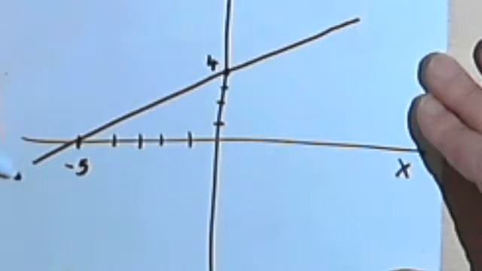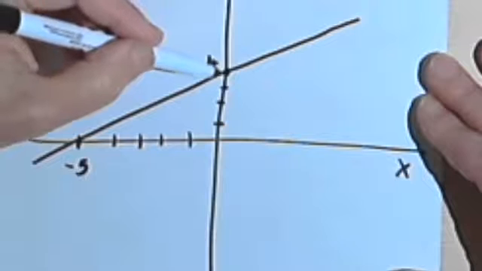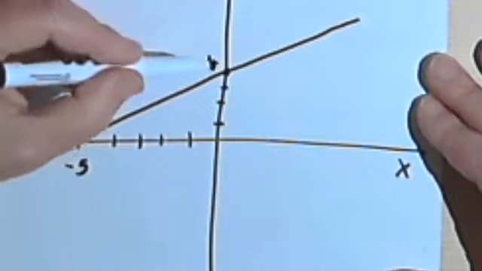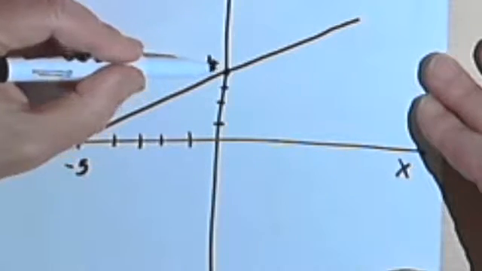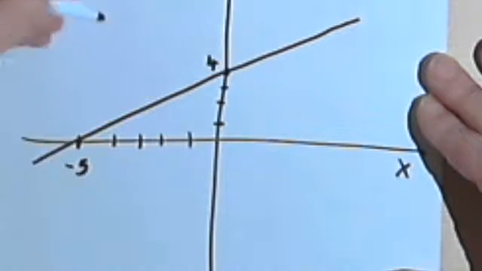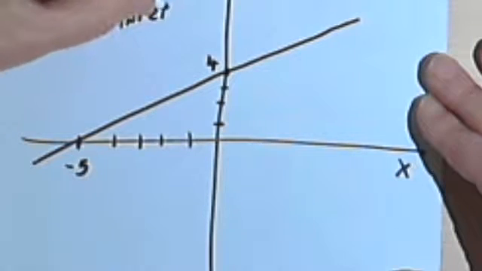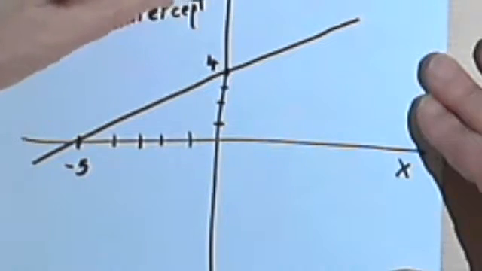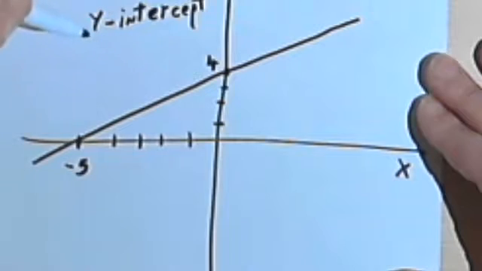Well, the line of my graph intercepts the y-axis at 4. So this point here is called the y-intercept. Since this is a vertical line, it's sometimes also called the vertical intercept.